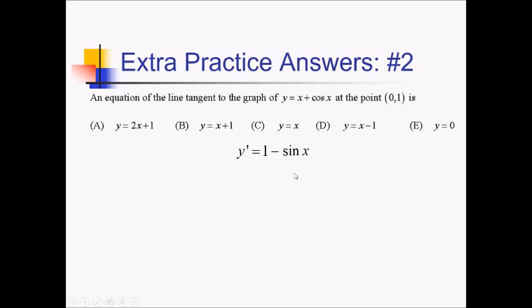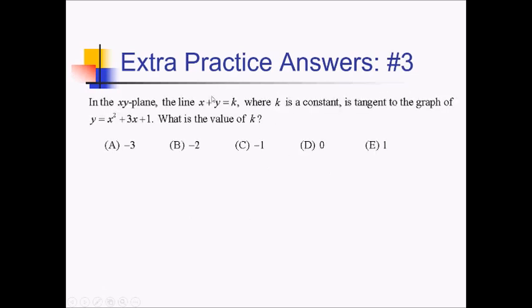And now let's plug in 0 for the x value. So that's 1 minus sine of 0. Well, sine of 0 is just 0, so this is just 1. Plug all this in point slope now. We've got y minus the y value 1 equals our slope that we just found, which is also 1, times x minus the x value 0. Well, I can write this, if I distribute the 1, as x, and then if I add the 1 over here, plus 1, that allows me to match answer choice B.